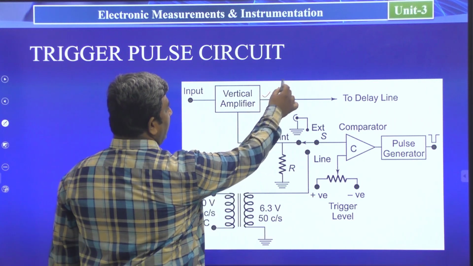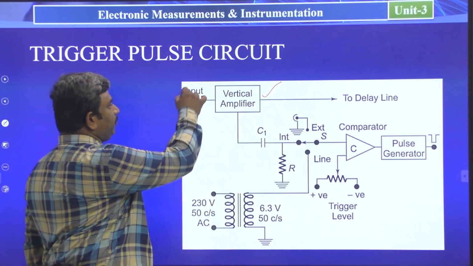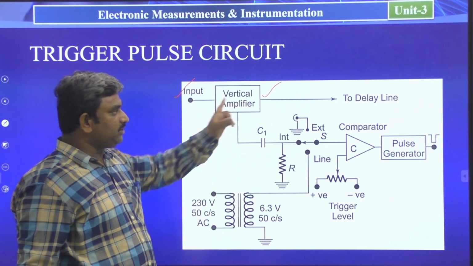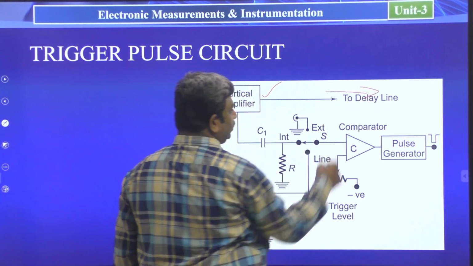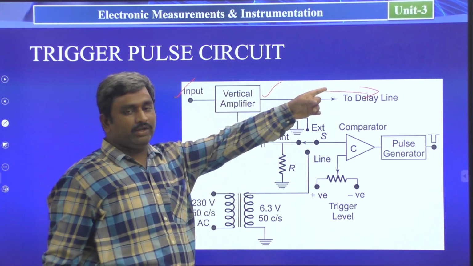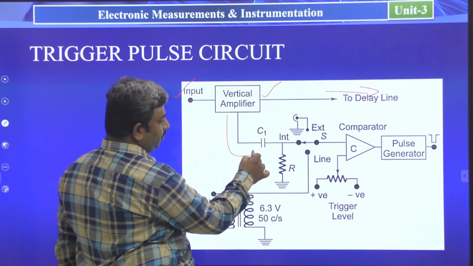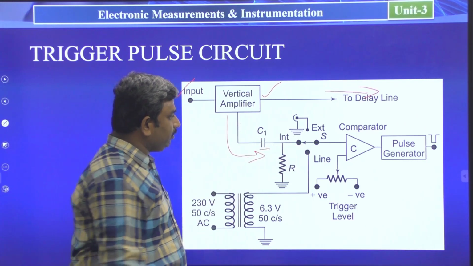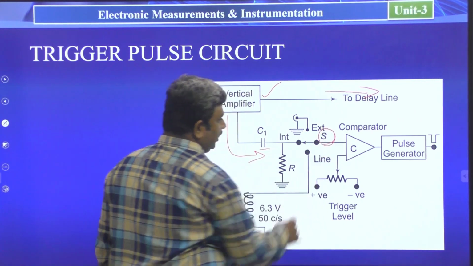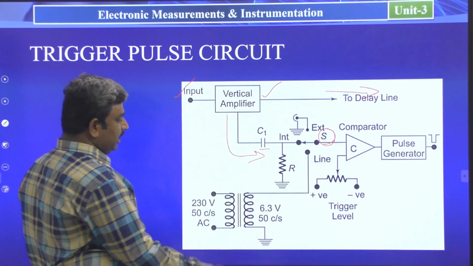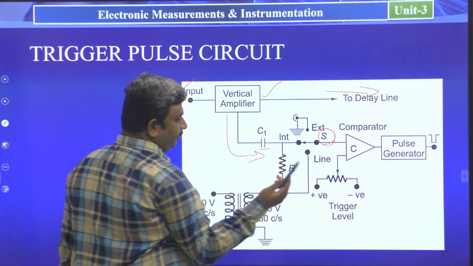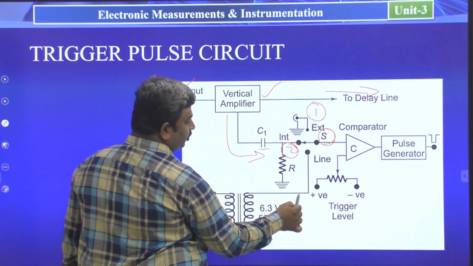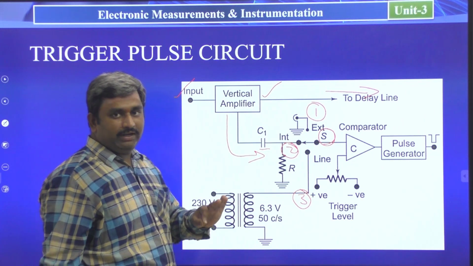Here we have a vertical amplifier. This is the input from channel 1 or channel 2, where we give the input signal. That input signal is taken by this vertical amplifier. We have a delay line section here. From the vertical amplifier, this output we give to the delay line section, and another line is coming in this direction, and this vertical amplifier is connected to C1, and this C1 is connected to a special switch called S. This switch has three positions. First one is external, second one is internal, and third one is line.